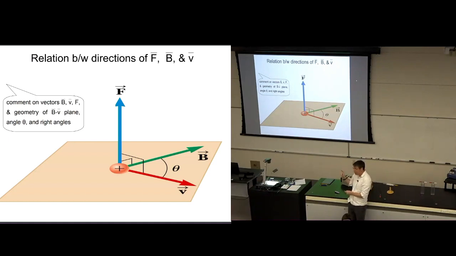V is horizontal, left to right. B is horizontal, from back to front of the class. So those two vectors define a plane. They live in that plane, and the force on the moving charged particle will be perpendicular to that plane. So the direction of the force is determined once you've picked your V and B. If we change the plane, we correspondingly change the direction of the force. It will always be perpendicular to the plane in which V and B live.